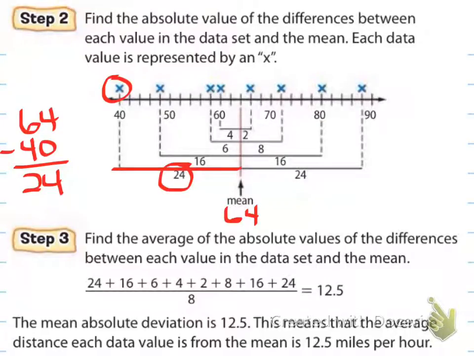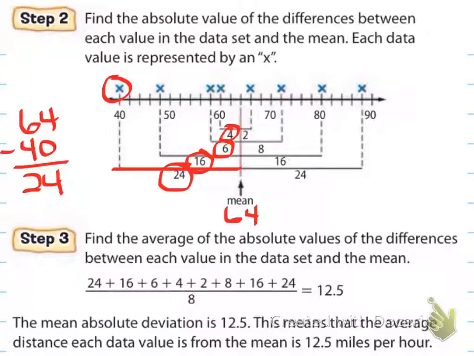Next is the absolute value of the difference between 64 and 48, and that difference is 16. Then the absolute value difference between 64 and 58, and that's 6. And 60, that's 4. Now, we started with doing mean minus the amounts, but once we pass the mean, now we're going to do the number minus mean, because we don't want any negative numbers.